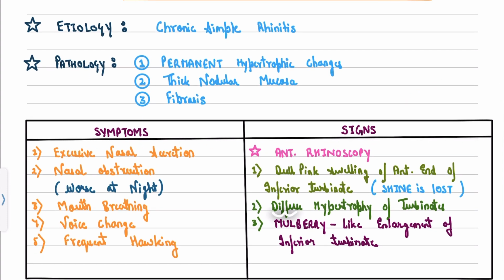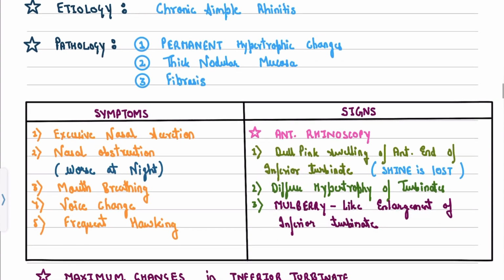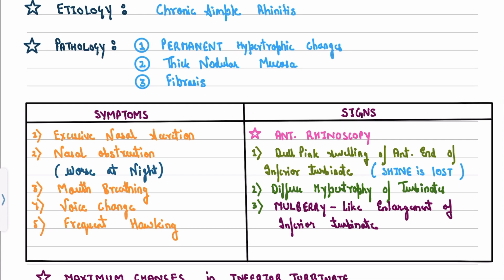Next, we have diffuse hypertrophy of turbinates. We see a very, very important point here: mulberry-like enlargement of inferior turbinate. See, I have mentioned inferior turbinate so many times. Inferior turbinate, mulberry-like enlargement. Therefore, it is noted that in chronic hypertrophic rhinitis, maximum changes occur in the inferior turbinate.